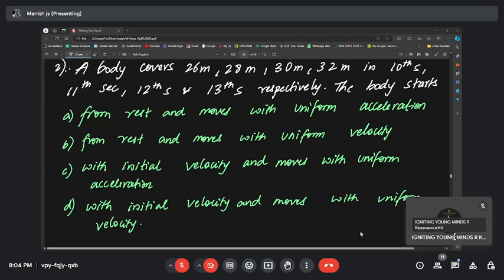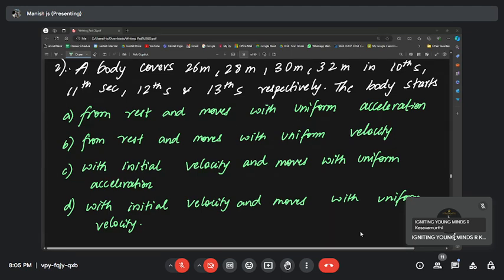And how did you arrive at option C? Any justification you would like to give? Because the meters increase by two values, sir. Correct. Look at the equal intervals, the units of distance. As you rightly said, it is increasing by 2 units. There is an increment. So there is an initial velocity, and it is moving with uniform acceleration.